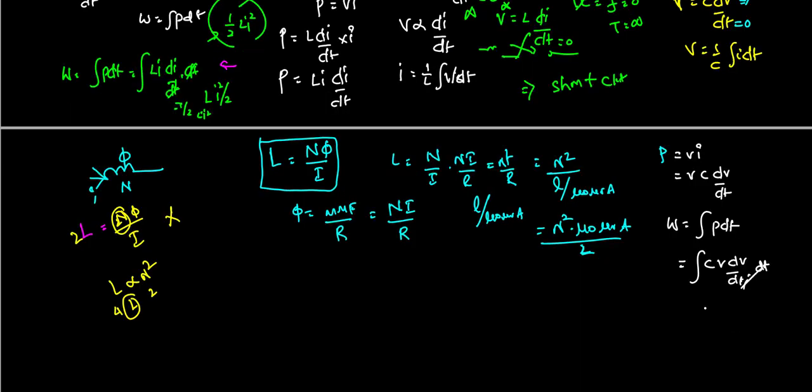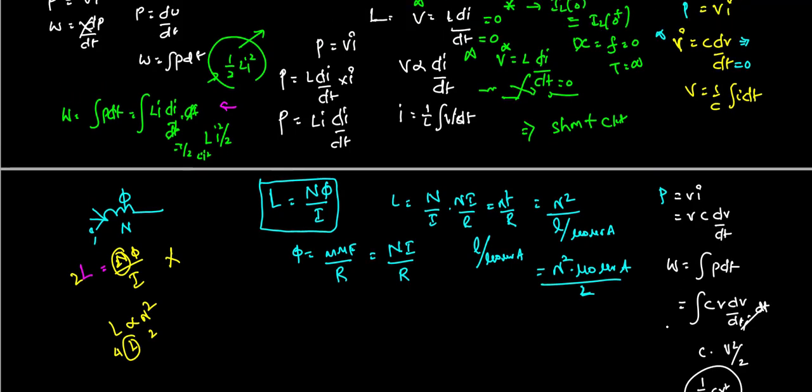That equals C into V square, C into integral V dV, that equals V square by 2, that equals half C V square. So the energy stored in the capacitor is maximum.